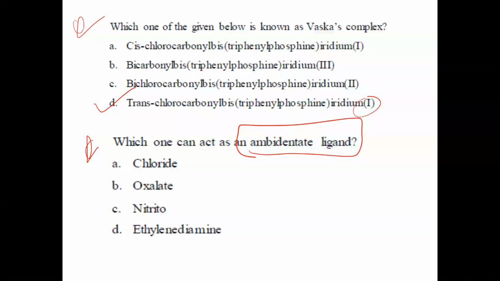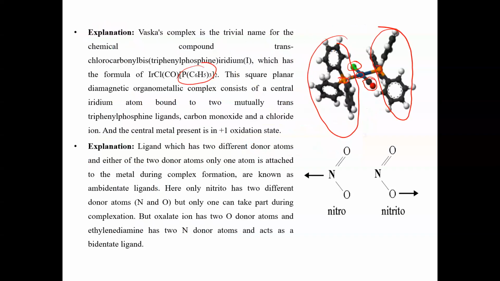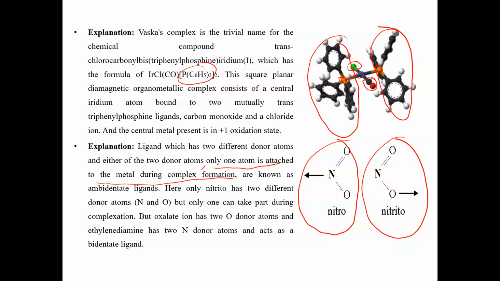Okay. And what about the other one? An ambidentate ligand is a ligand which has two different donor atoms, and of the two donor atoms, only one is attached to the metal during complex formation. You can see, for example, the nitro ligand or nitrito. In this particular one, only the nitrogen can bind to the metal, and in the second one only oxygen can bind to the metal. These types of ligands are called ambidentate ligands.